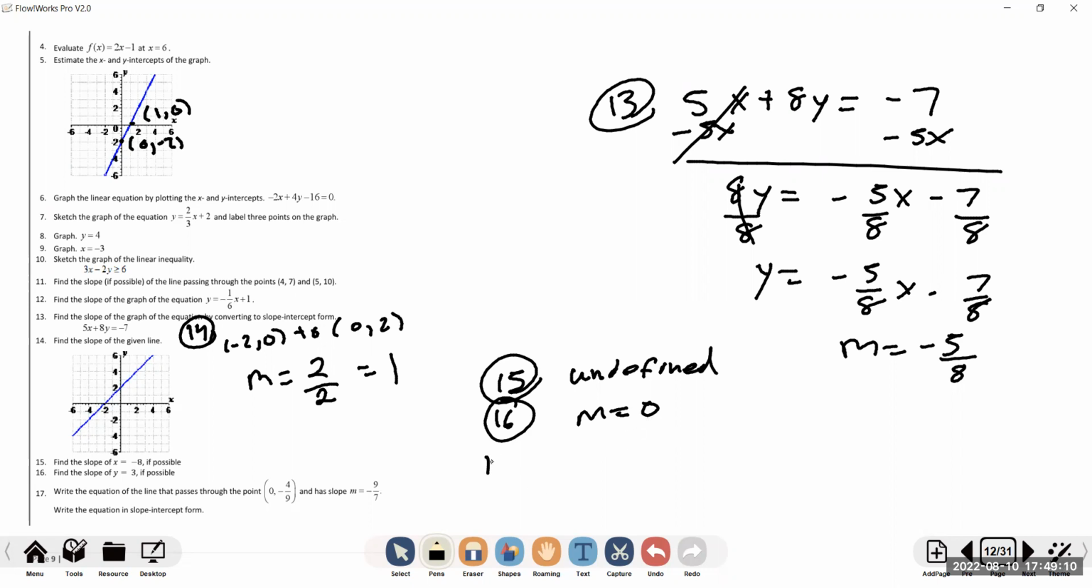For number 17, they give us the y-intercept here because the point is given where x is equal to 0. So we can just write our slope-intercept form like that from the given slope and the y-intercept.